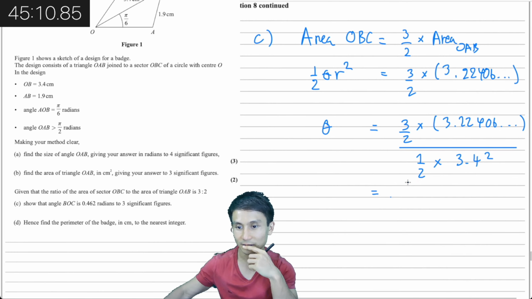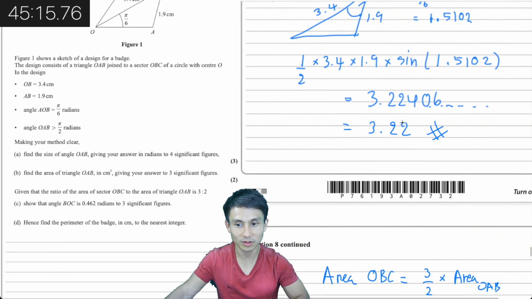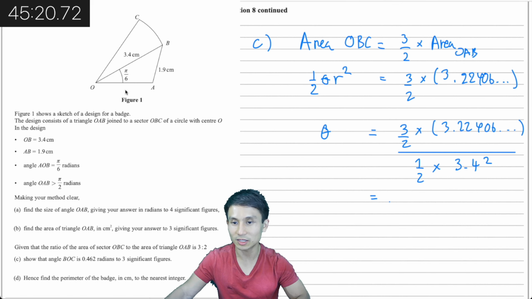Is it this? Show that the angle BOC is 0.462. BOC is, let me move up a bit. BOC is, wait, what? BOC, yeah, is the angle of the sector. So we have 1/2 theta r squared for the area of the sector to the area of a triangle, OAB, which is what we got here. It's 3/2, so I do that. That's why I did that. And then I got this.